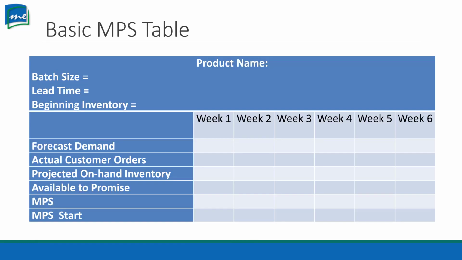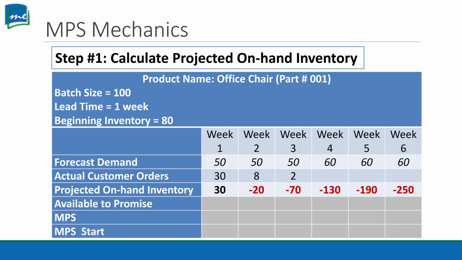So let's go ahead and try to fill out a basic master production table. So this is what one looks like. They can be a lot more complicated, but this is a rather simple one, and we're only looking at 6 weeks. So let's look at the office chair. So let's calculate our projected on-hand inventory. So here, we need to know that we have a batch size of 100, and that our lead time is 1 week, and our beginning inventory is 80. So we already have 80 office chairs produced.